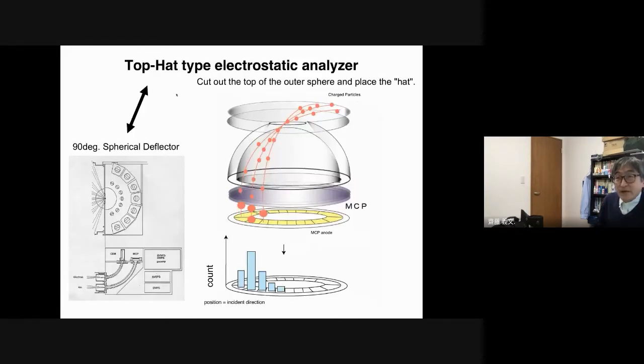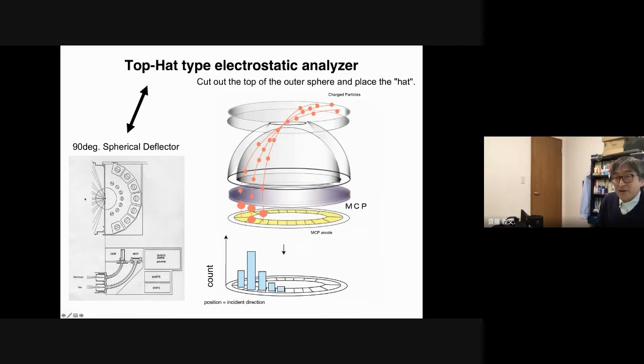Okay, so I talked about the 90-degree spherical deflector. The cross-section is shown here. And as you can see, there is an incident area here, the inlet part here. And when the particle comes into this instrument, the incident area is largest.